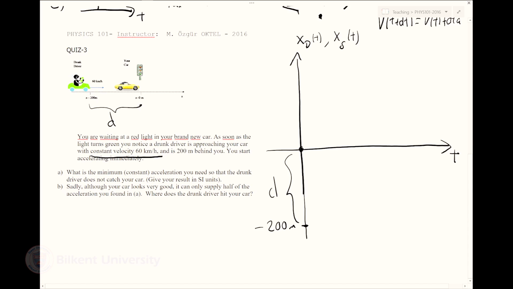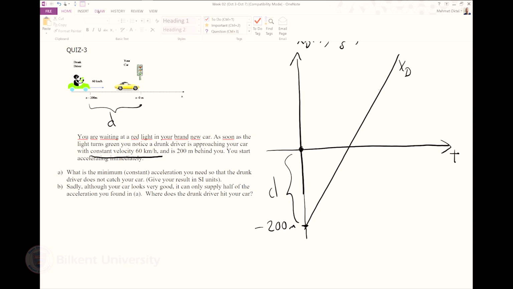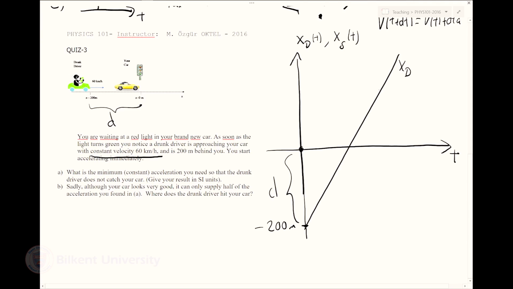Now, what defines the motion of the drunk driver's car? We are given that it moves with constant velocity. Okay. So it's just going to be a straight line, where the slope of this straight line is the velocity. Or maybe let me draw it a little bit faster. Apparently I can't draw straight lines on my computer. Okay. Now, this is going to be xd. Now, how about the motion of the sports car? It's going to be an accelerated motion, right?